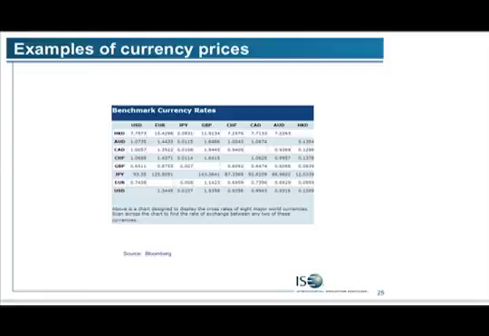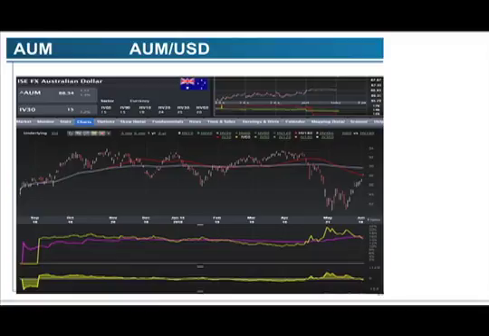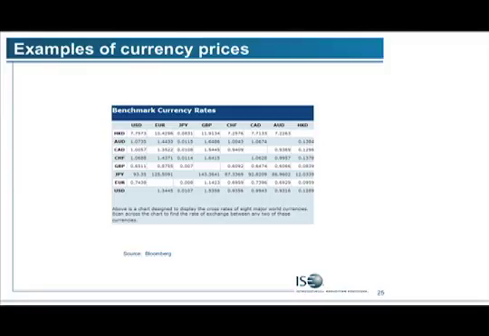I took a screenshot of Bloomberg, and all we do at the ISE is we multiply the spot rates by a certain modifier to come up with these ISE pair values. So let me go through this. You can go to Bloomberg and look at the benchmark currency rates. Those are the cash rates. And let me just go through an example of one.